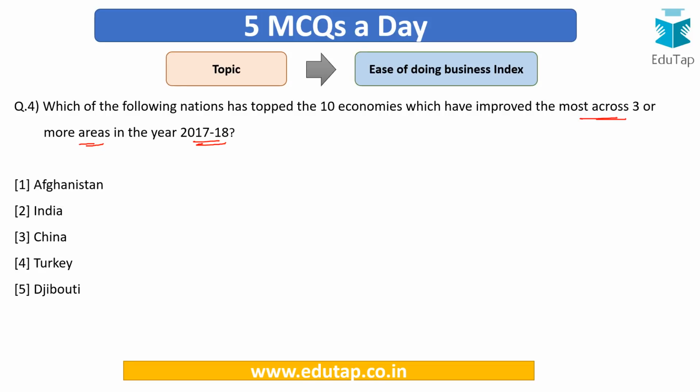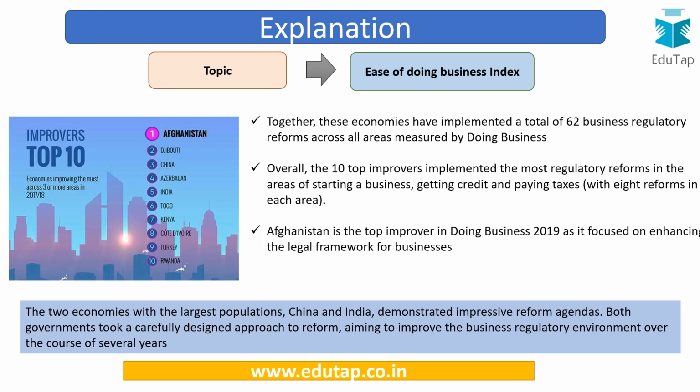So if improvement is there, that means the nations which are still improving have to be there, and our answer here is Afghanistan. So these are the top 10 improvers according to the report, and Afghanistan has topped this list of the improvers, though India is also there at the position of rank 5. So India is there at 5th position. Afghanistan has topped this ranking.